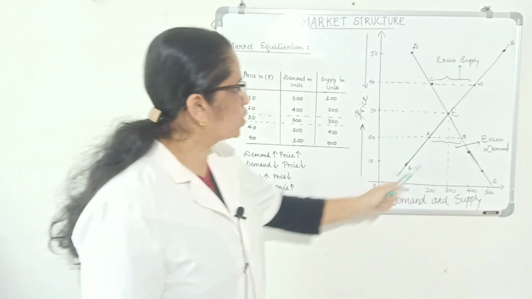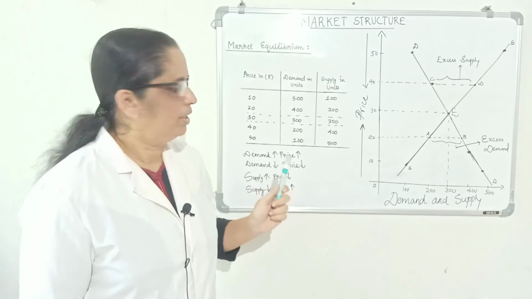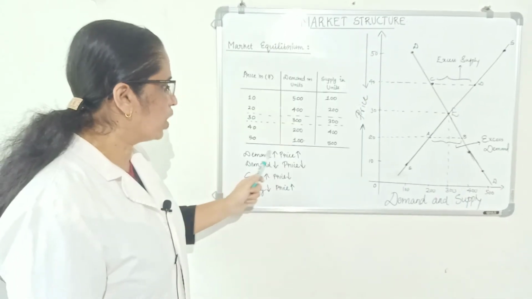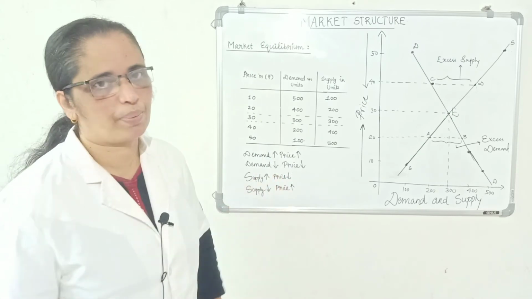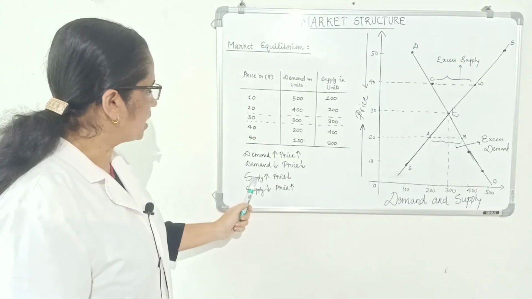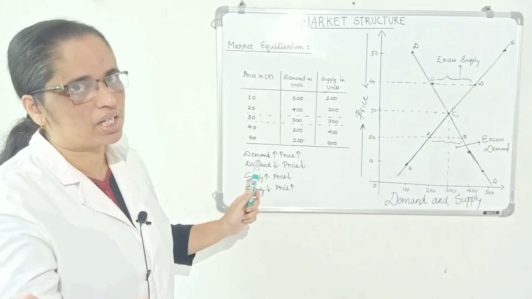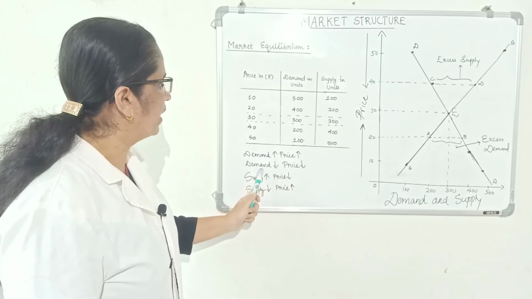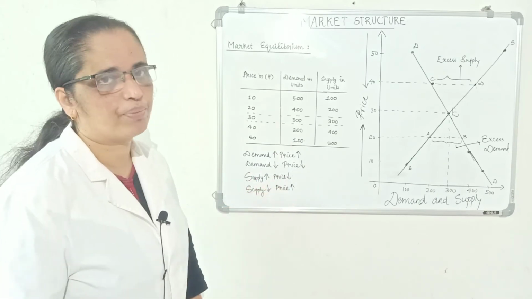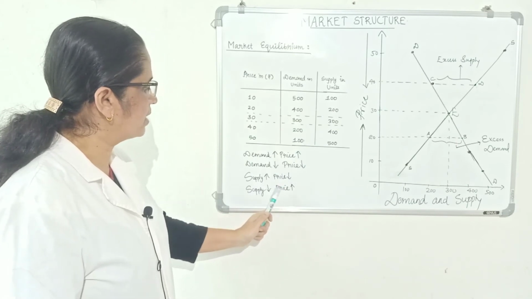Okay. So, as you know, in a market, demand is more, price is more. Demand is less, price is less. Similarly, supply means availability, demand means requirements. Okay. Demand is more, price is more. Demand is less, price is less. Supply is more, price is less. Supply is less, price is more.